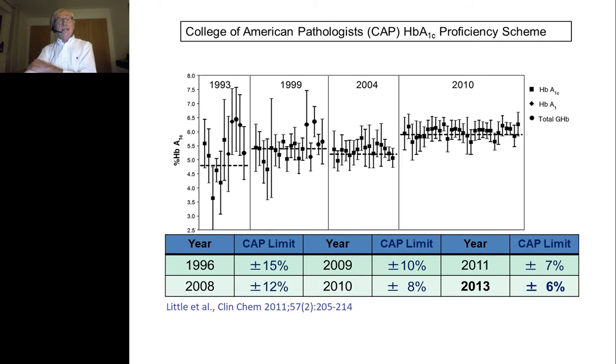And we can see this now in later CAP surveys, which show that we are now achieving the right results for our hemoglobin A1c, and the variability around that result is far tighter. And because of this, we've seen that CAP has improved their acceptance criteria from about 15% back in 1996 to plus or minus 6% now. And this can be tightened even further.